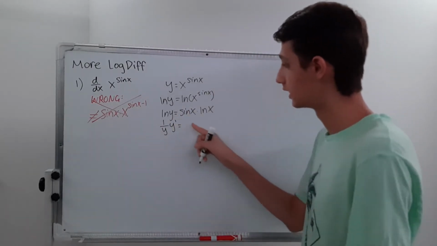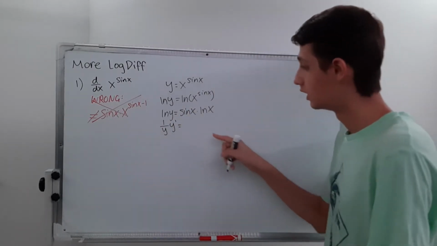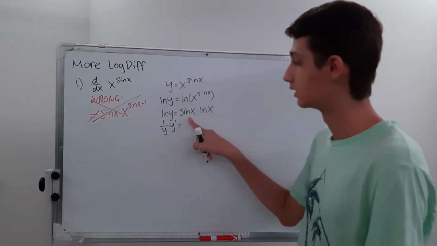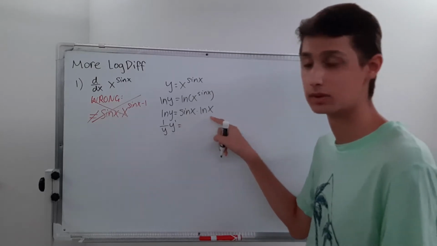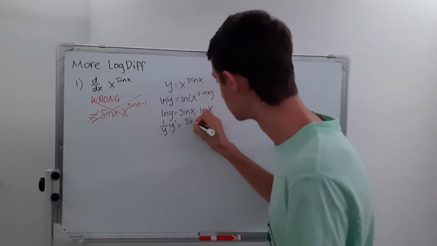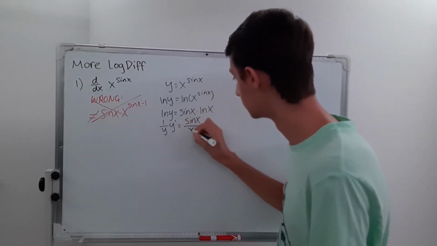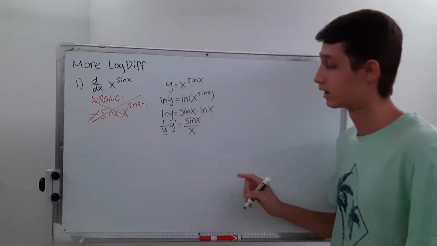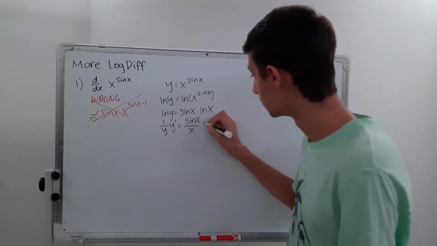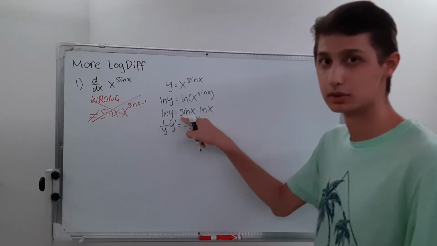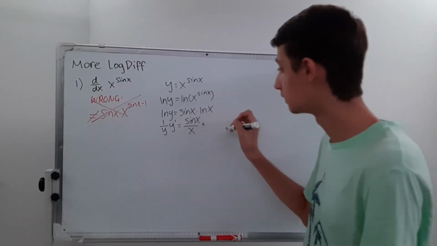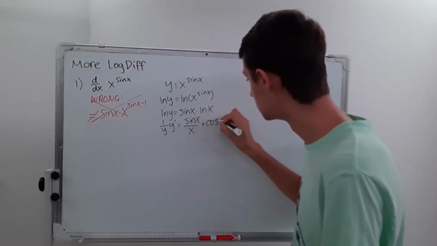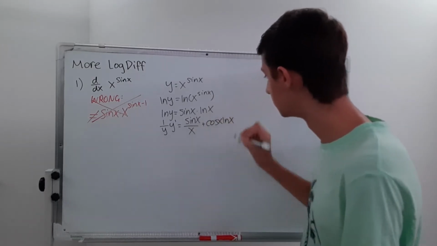And then we have to use the product rule here. So we can write sine x as it is, and then take the derivative of ln x. That's going to give us sine x over x. Actually, let me write a little bigger so you guys can see that a little better. Okay, so now we're going to take the derivative of sine x, which is cosine x, and then we multiply by the natural log. So we got cosine times the natural log.